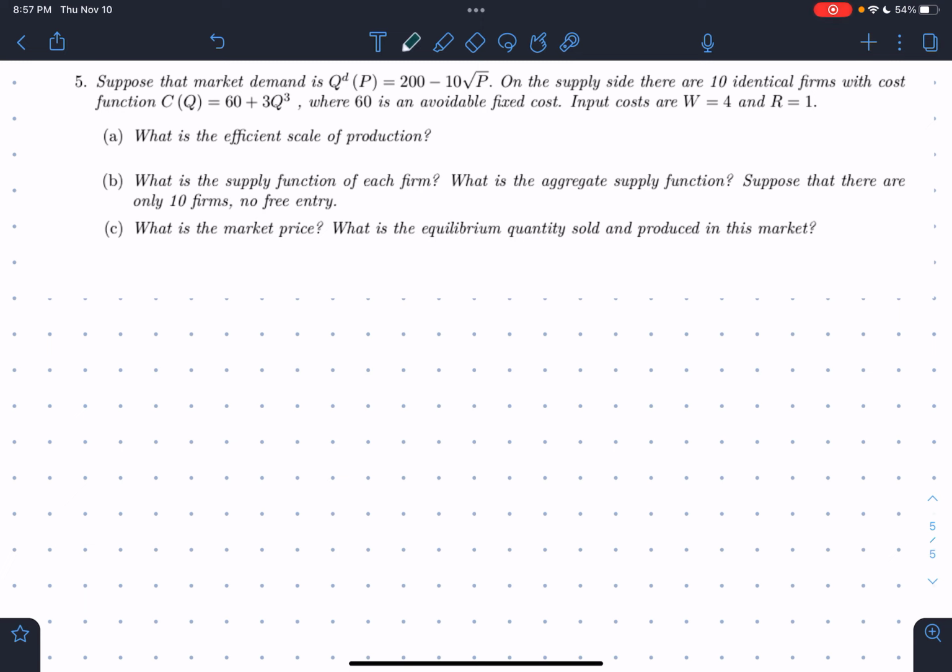All right. So A, we're asked to find the efficient scale of production. I admit I was thrown off by the input costs because it's not like we have to do cost minimization here. I don't know why those are there. But anyway, the point is, for part A, we want to find the efficient scale of production.